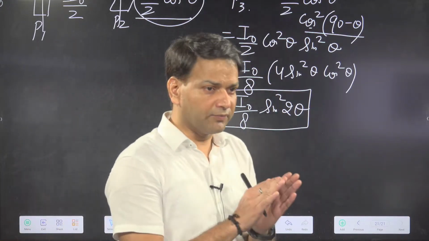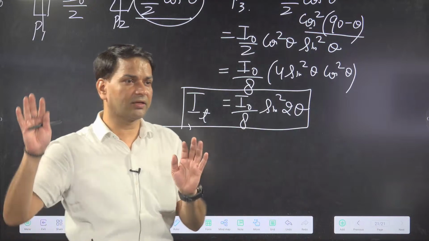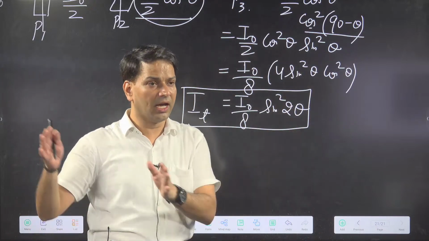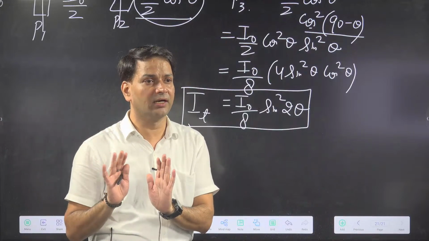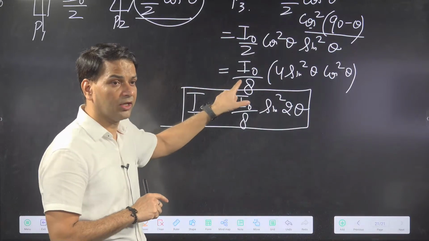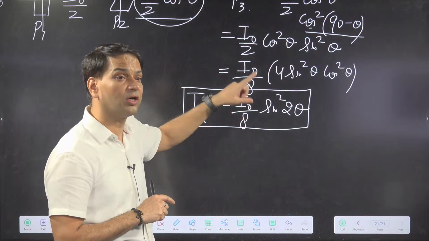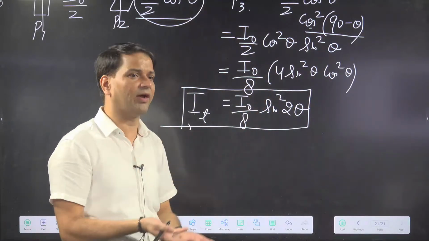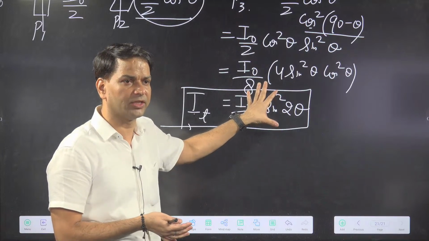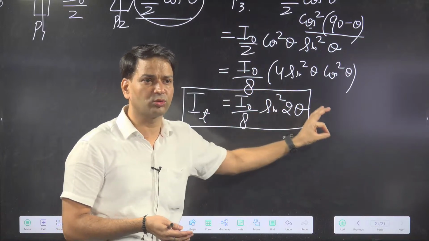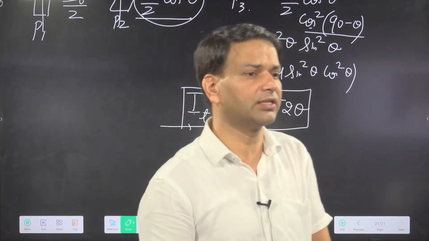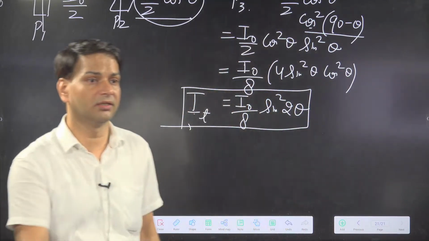Okay. So if this situation is given, like first and third are crossed each other and the angle between the first and second is theta, then directly you can use the value I naught by 8 sin square 2 theta. What is I naught? Intensity of the unpolarized light. Whatever numerical value they are giving, we will put it here. From that we can get the angle between the first and second polarizer as well as between the second and third polarizer.